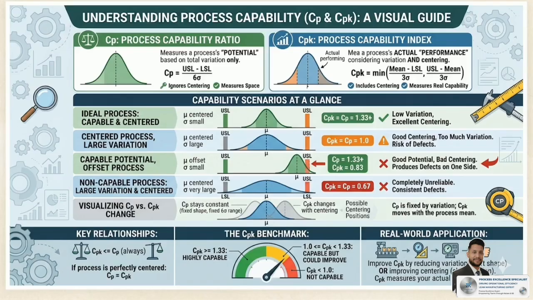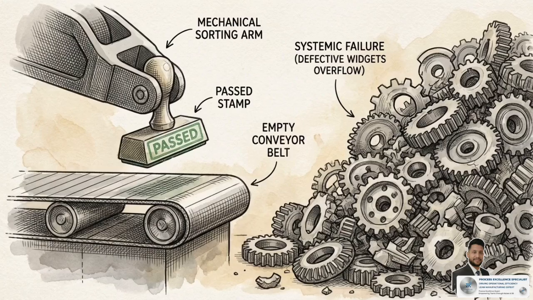The third row introduces the official terminology, an offset process. It has capable potential, but physically produces defects on one side. The bottom left graphic reinforces this metric's footprint. Under lateral movement, CP stays constant, relying strictly on a fixed shape and 6 sigma range. Relying on a space measuring metric alone is an engineering hazard. CP calculates a failing off-center system, completely misses the defects, and reports it as capable.